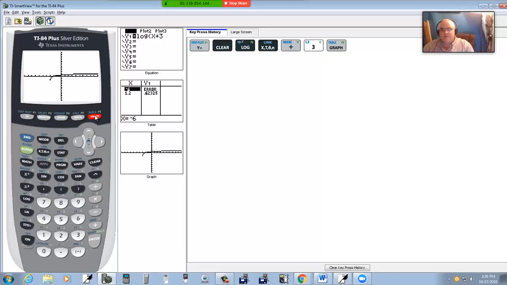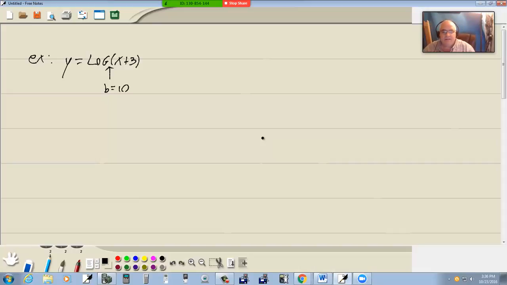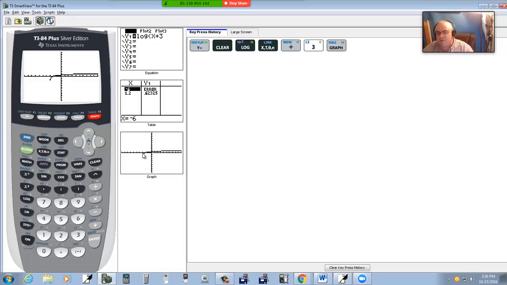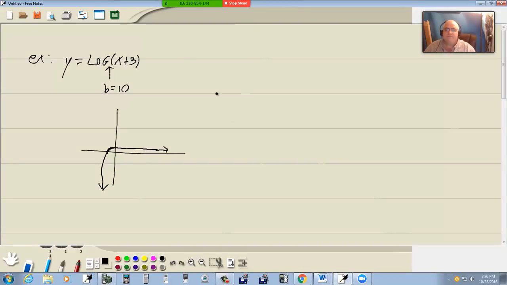And then I'll push graph. This is almost our answer. Most of these will give you the incorrect graph. Our graph actually looks like this right here, although that should be a little bit of a smoother curve. These graphs never just stop. So this appears like it stops right here, but it keeps going down forever. So that's fine. We got a log button.